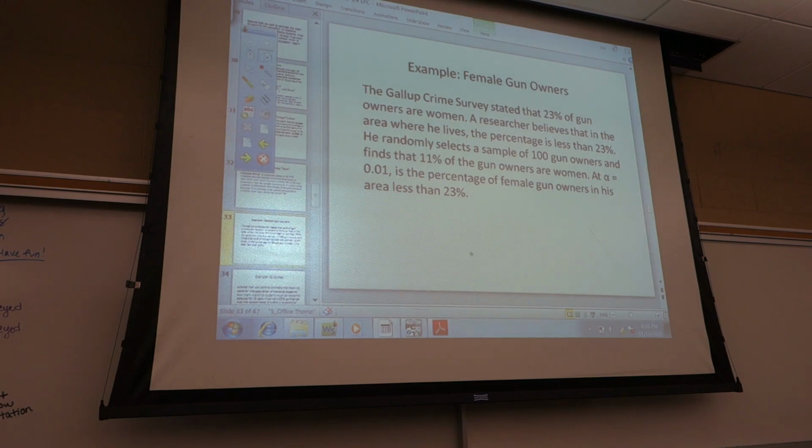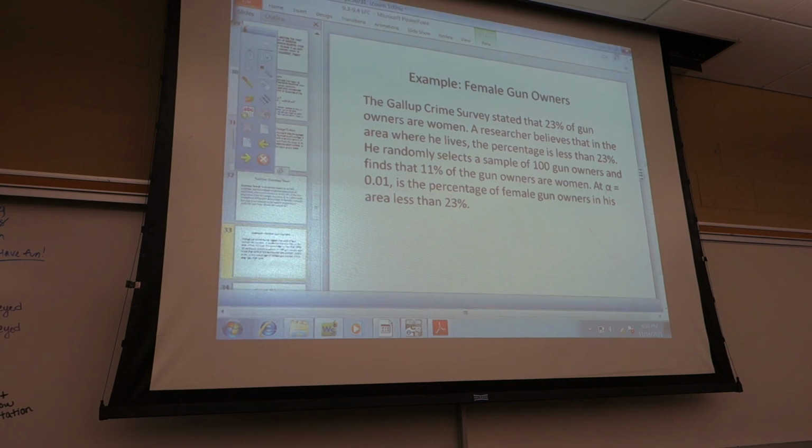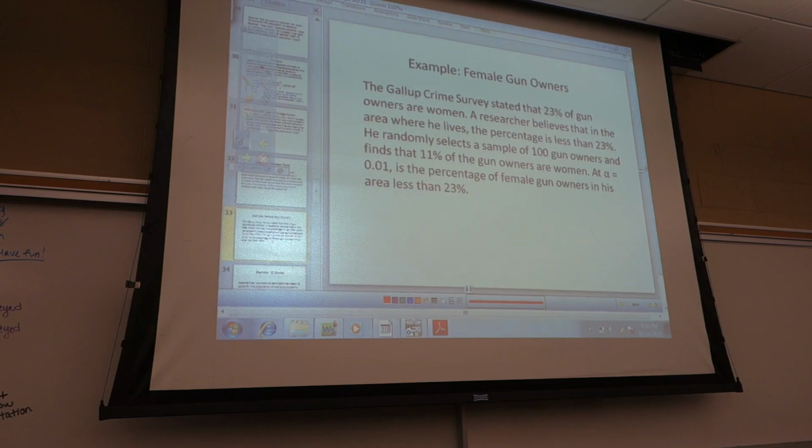Lindsay, go ahead and read for me. The Gallup Crime Survey stated that 23% of gun owners are women. A researcher believes that in the area where he lives, the percentage is less than 23%. He randomly selects a sample of 100 gun owners and finds that 11% of the gun owners are women. At alpha equals 0.01, is the percentage of female gun owners in his area less than 23%? Great.